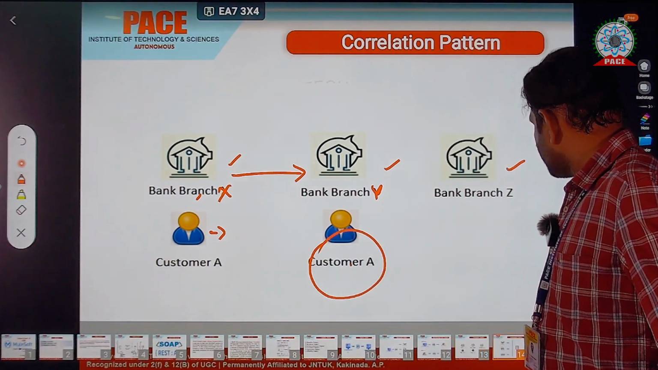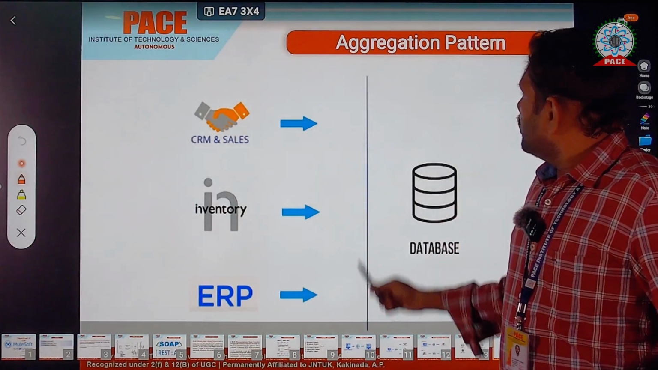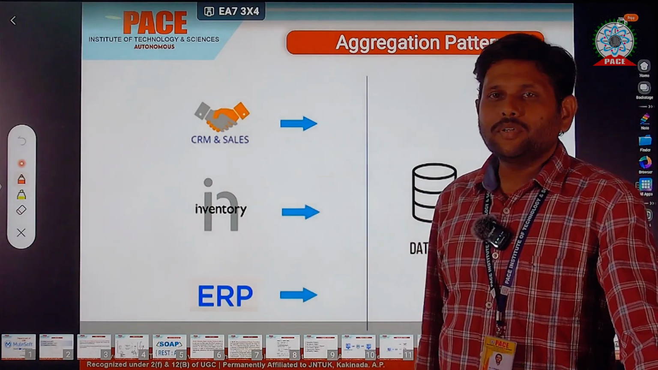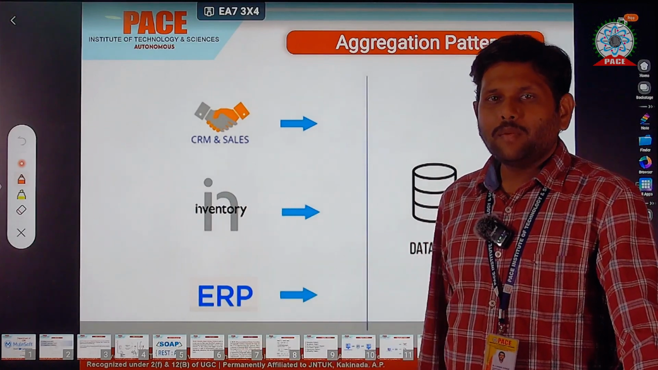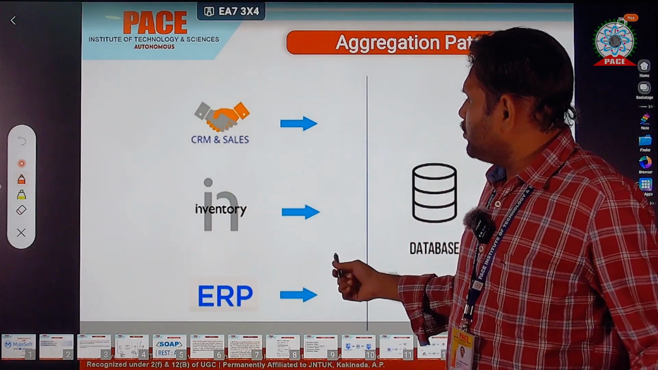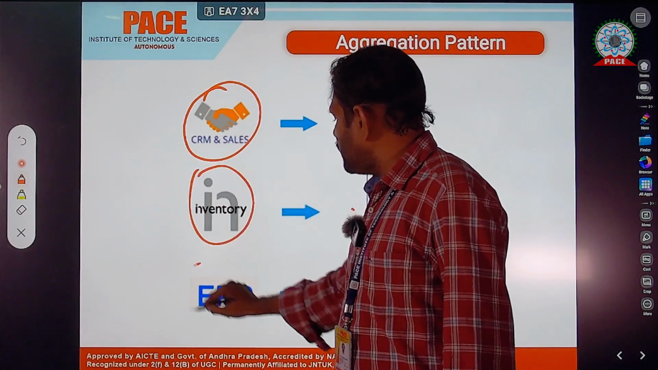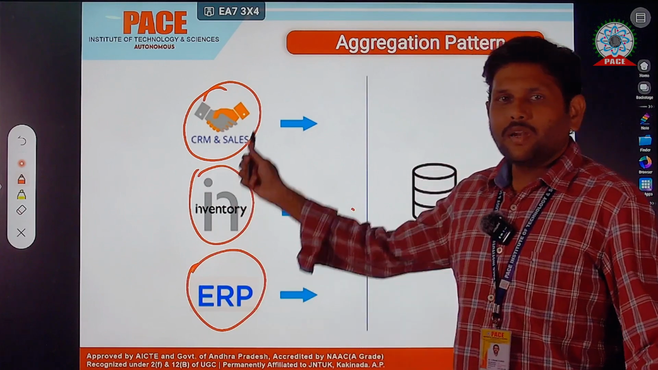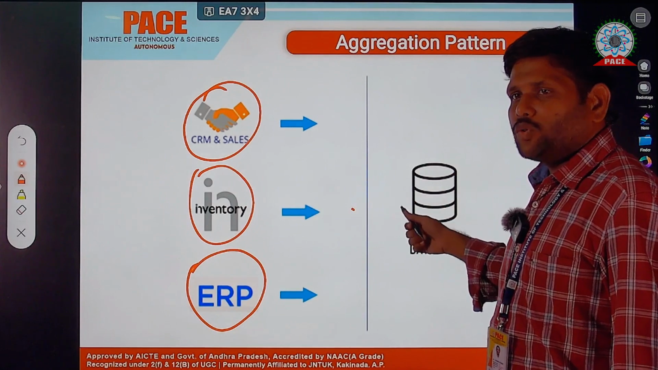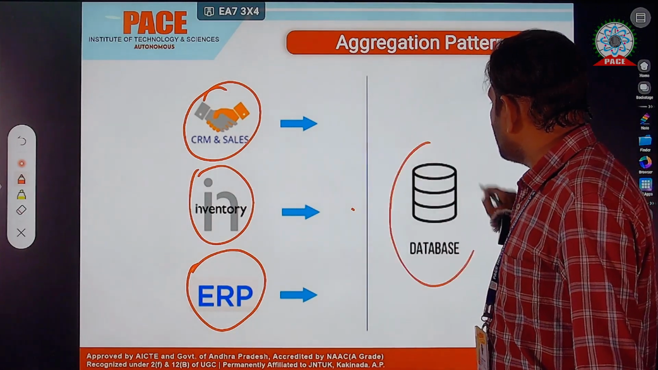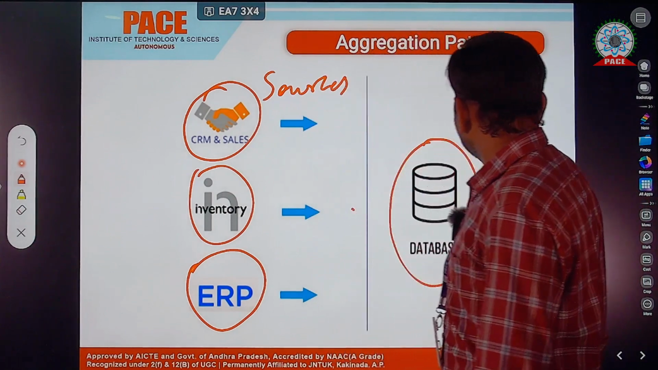And let's see the aggregation pattern. It is exactly opposite to broadcast. In broadcast, what we are doing is going from one source to multiple receivers. Here we have multiple sources, that means we get the data from multiple sources and we migrate or store that data into a single receiver. So we have multiple sources with one receiver.